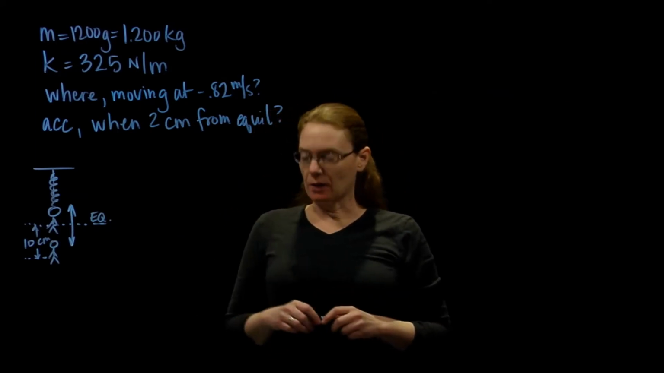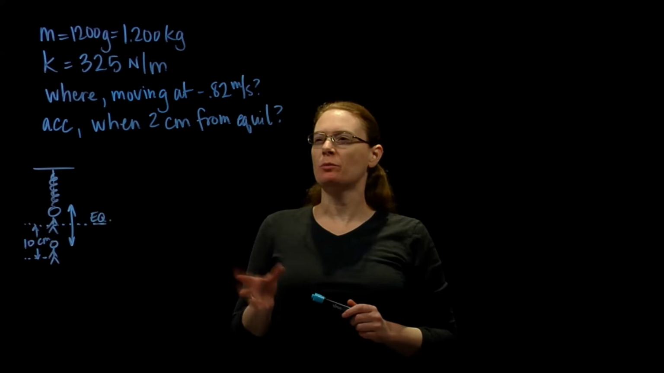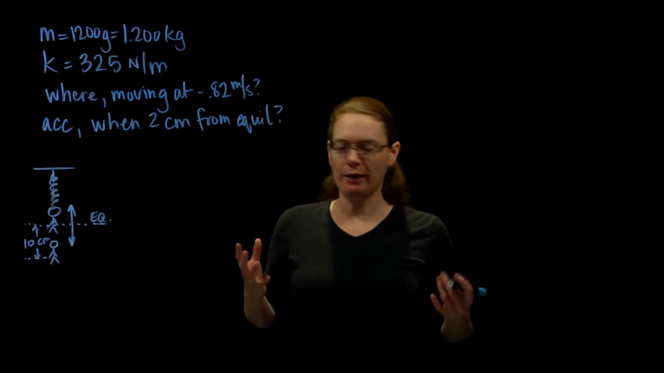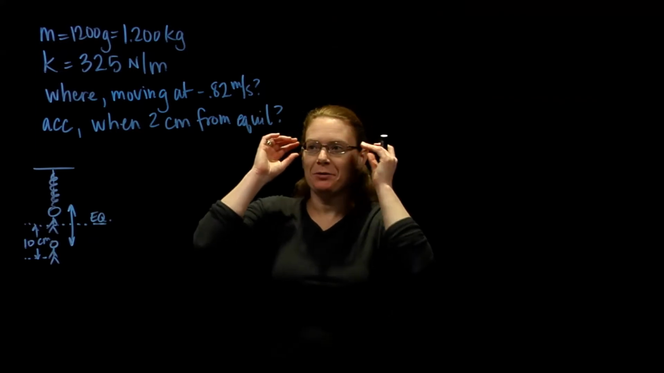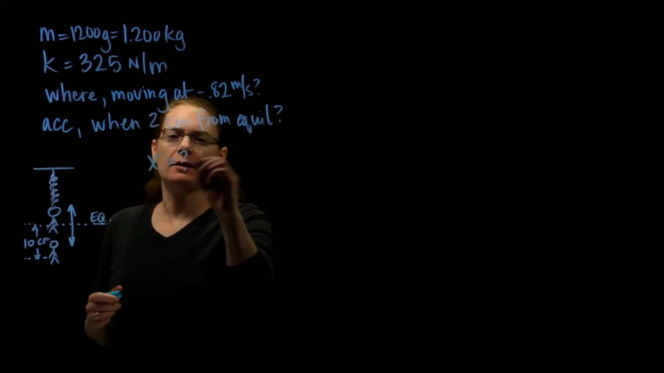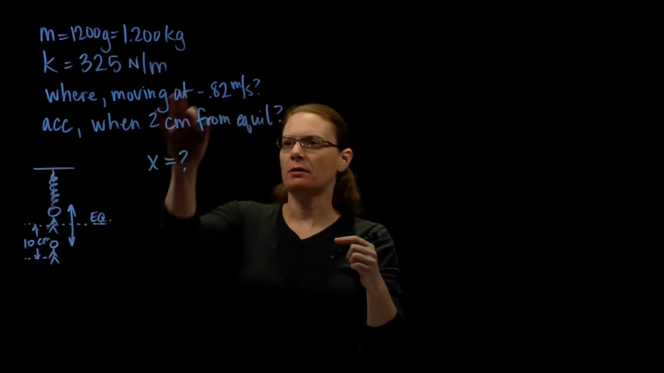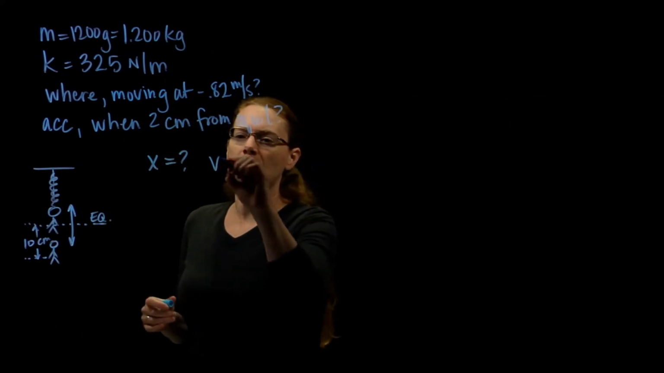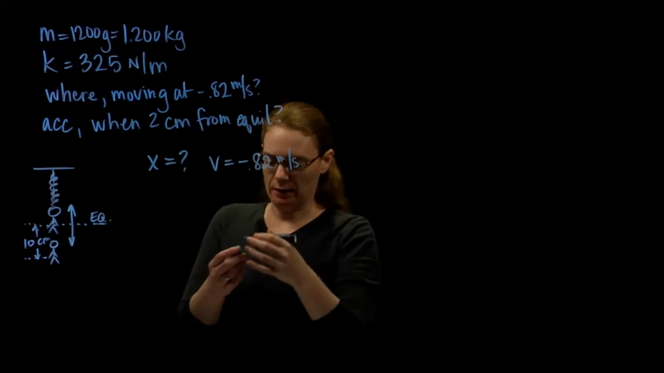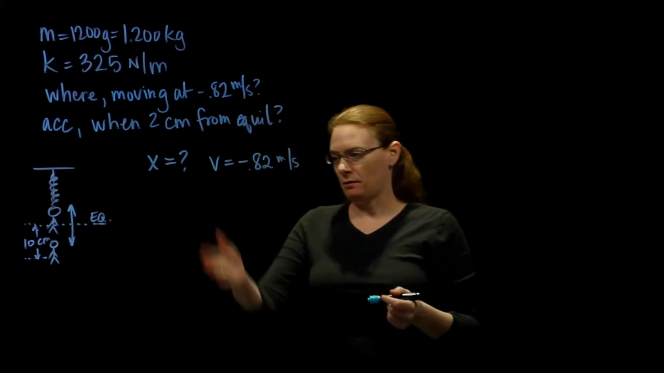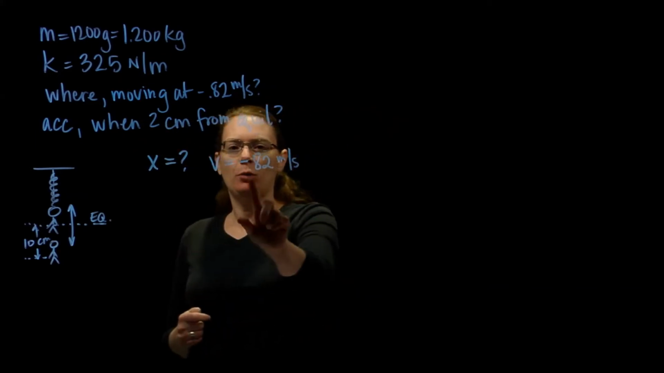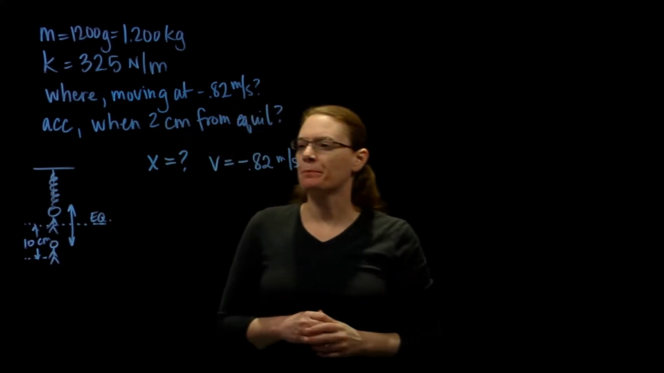So, the first question, where is it when it's moving at this speed? What variable are we looking for? Where means position. So I want to know what x is equal to when it's moving at negative 0.82. That's its velocity, negative 0.82 meters per second, and that negative tells us, in this case, moving downward. So where is it when it's moving downward at negative 0.82 meters per second?